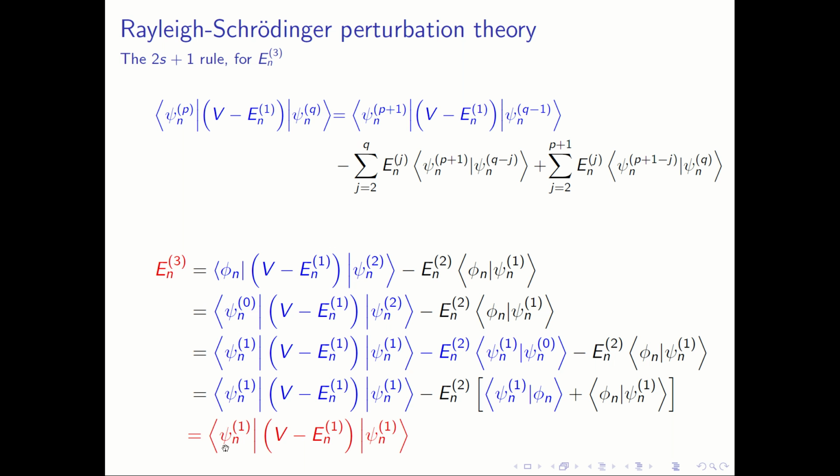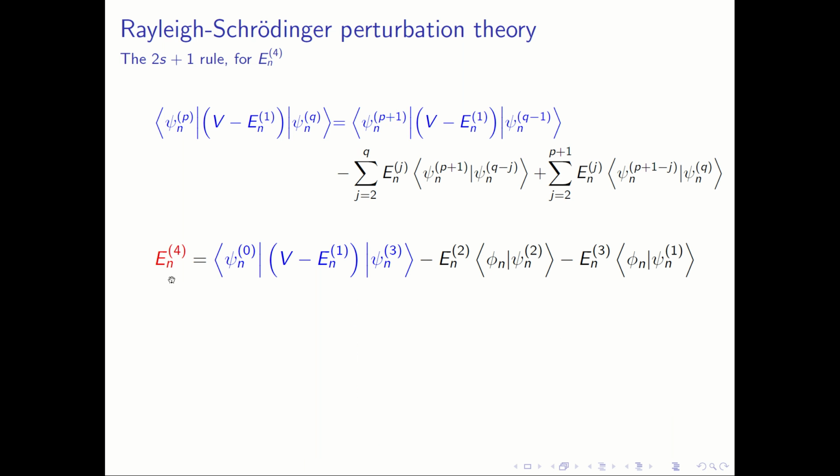But notice that if I have done my energy correction and wave function correction to first order, this formula tells me that I can calculate En3. So s equals 1 gives rise to 2s plus 1, namely 3. So this is an example of the 2s plus 1 rule. Well, we can apply it for En4 as well.